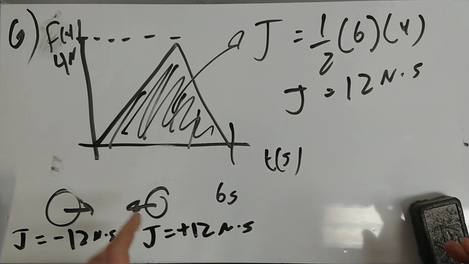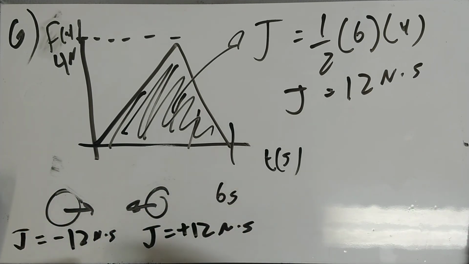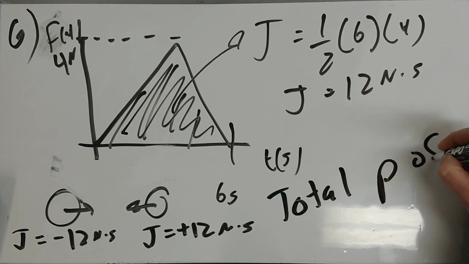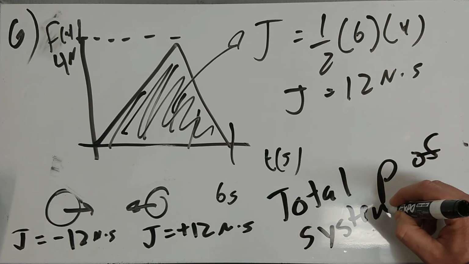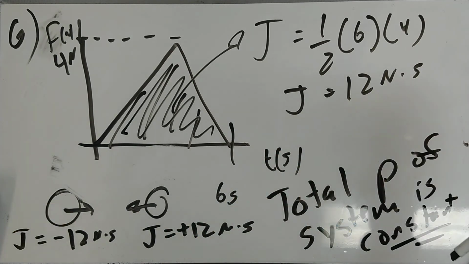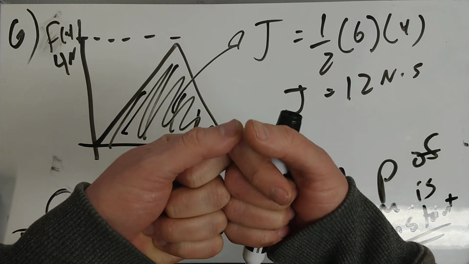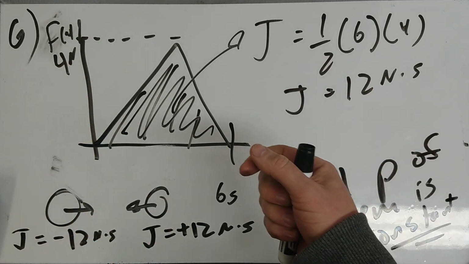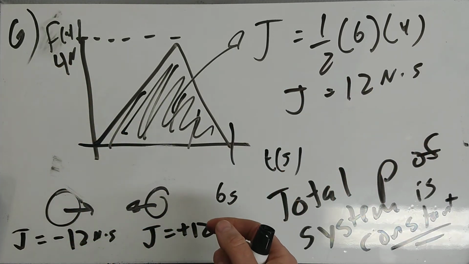So the change in momentum of each of them must be the same amount, but one of them gains 12, one of them loses 12, so to speak. One of them gets positive 12 units of momentum, the other gets negative 12 units of momentum. The total momentum of the system is constant. That's important. Because they experience an equal and opposite force when they hit, whatever momentum one gains, the other loses. Whatever one loses, the other gains. That's important for the next worksheet on collisions.